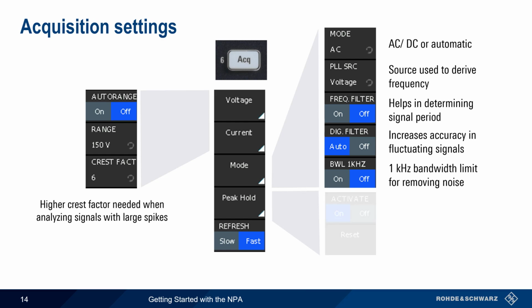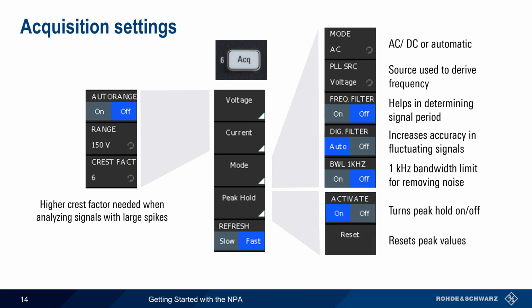The peak hold button can be used to activate peak hold or to reset the peak hold period. And finally, the refresh range can be changed from its default of 10 values per second to a single average value every second.